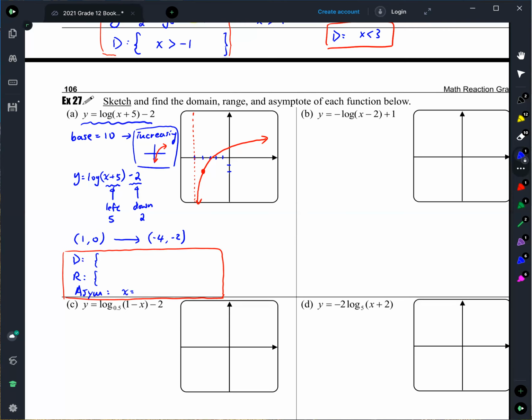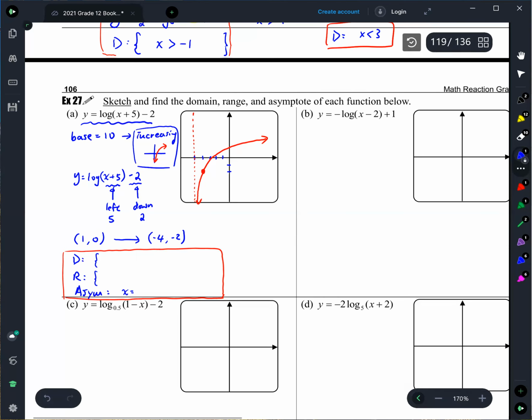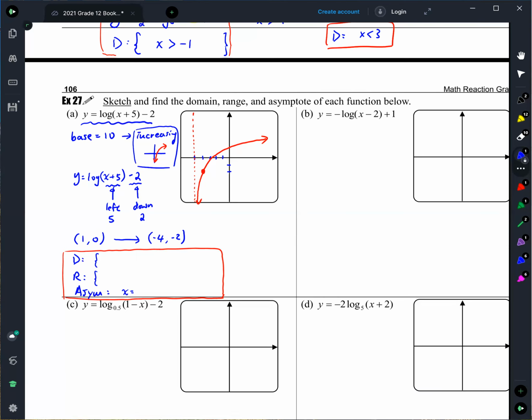Yeah, Angela, what's the domain? Angela, are you there? Yep. I'm not sure. Domain is it X or Y?